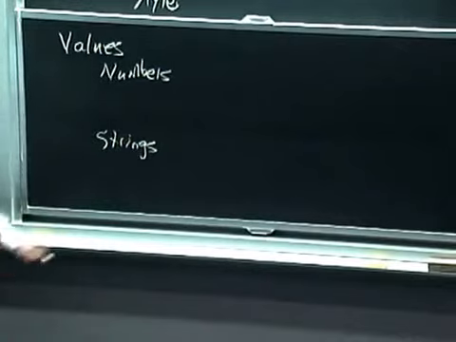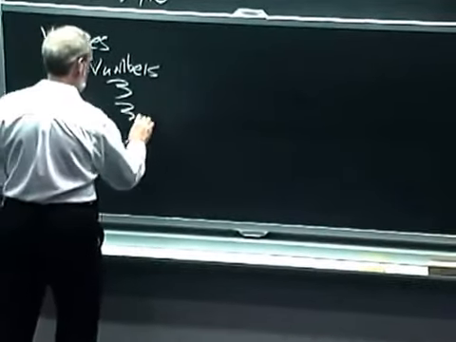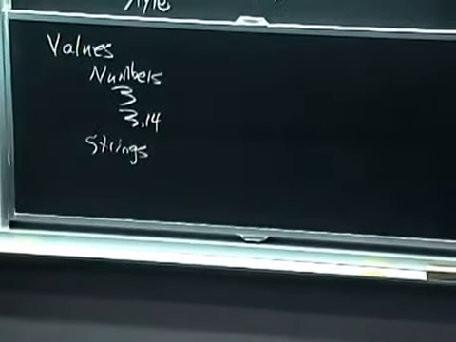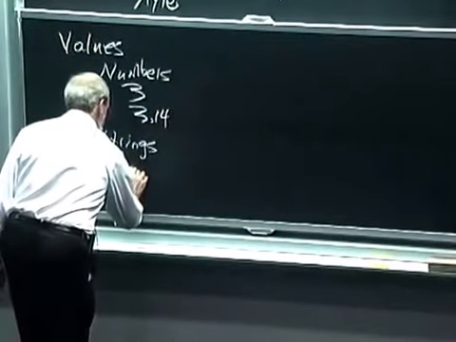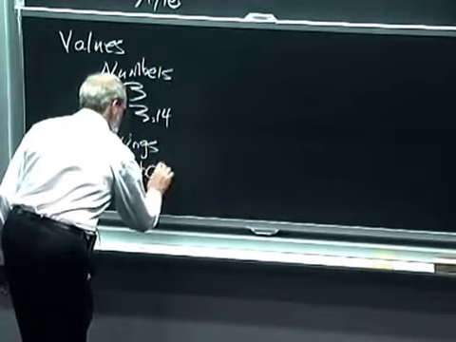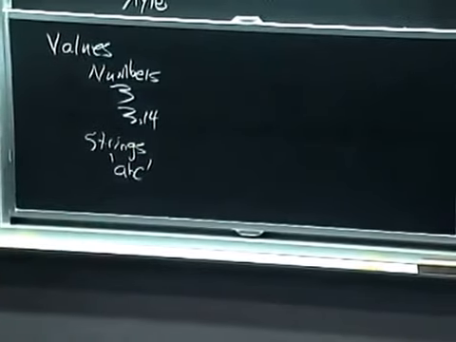Numbers is what you'd expect. Here's a number. Here's another number. All right? Strings are captured in Python with an open quote and some sequence of characters, followed by a close quote.